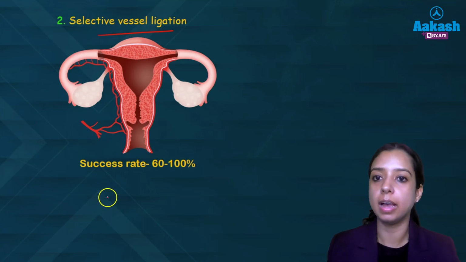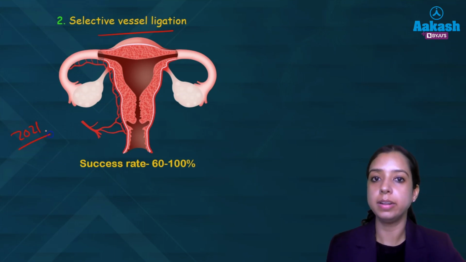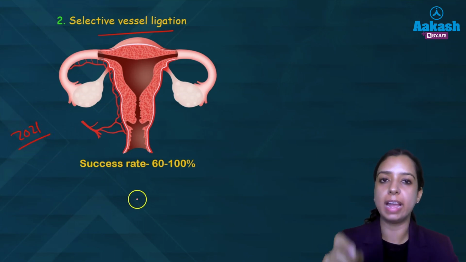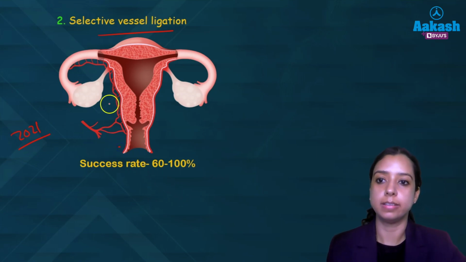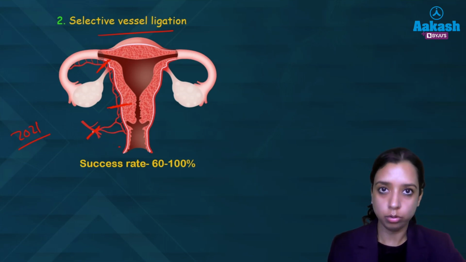Now, the question asked in NEET 2021 was: what is the order of sequence of ligating the vessels? First you will ligate the uterine vessel. Then if it doesn't work, you will ligate the ovarian vessel. And if it doesn't work, you will ligate the internal iliac artery. Okay, that is the sequence.